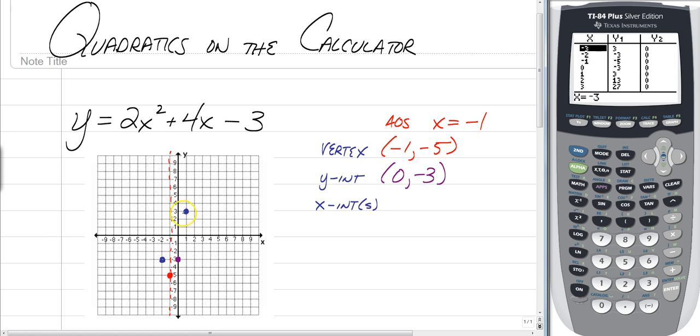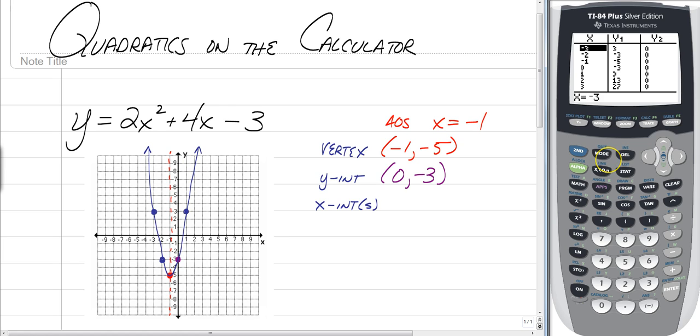And again, using symmetry, at -3, we should also be at a value of 3, which we do have just by using symmetry. They have to be equidistant on both sides. So now we already have a good representation of our graph. But there's one other thing we've got to find, and that's our x-intercepts.